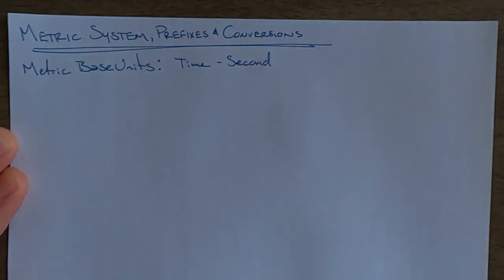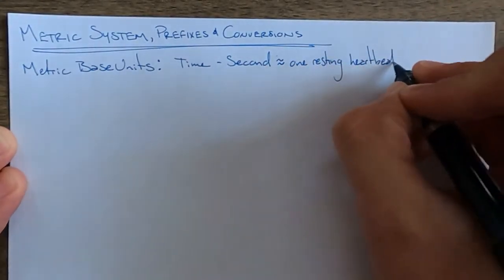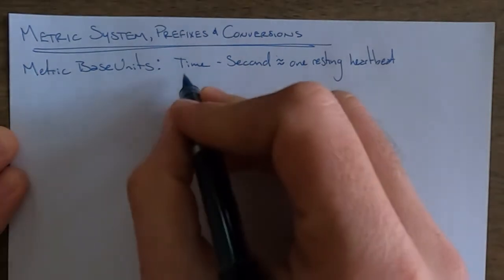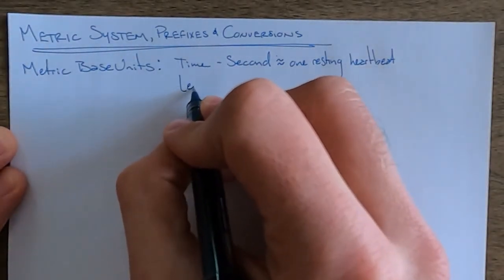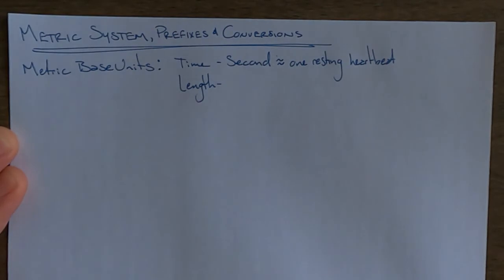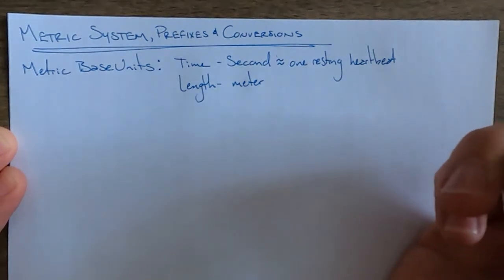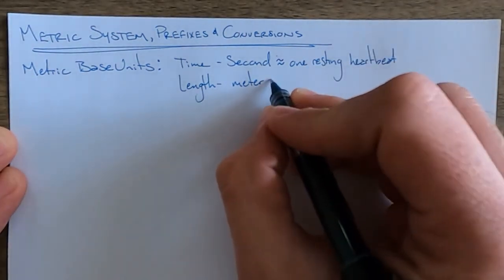There's a very technical definition of what a second is. It's based on the number of times a cesium atom vibrates, and there's a specific number of times that a cesium atom needs to vibrate, and that is the definition of a second. But for you to know, a second is pretty much like one heartbeat when you're at rest. Another base unit would be for measuring length. And the base unit to measure length is the meter. And just to estimate, a meter is approximately 3 feet.